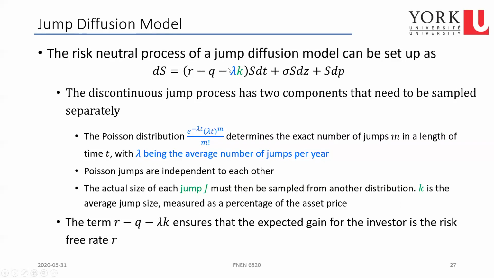So you have to reduce this expected change from the drift, because that expected change is actually implied here, to ensure that you do have a risk neutral process where the expected change must be equal to this, meaning that the expected change is equal to r minus q. And since you've added lambda K here, you should subtract that lambda K here.